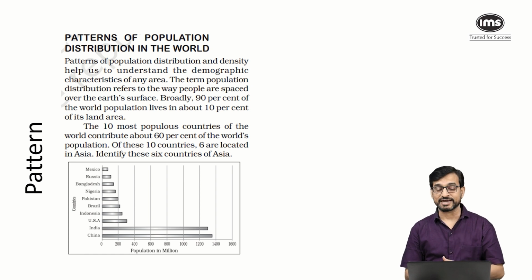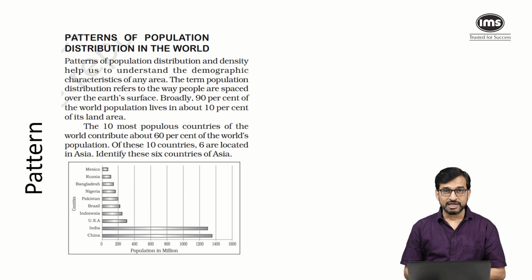The more amazing fact is, out of these 10 countries, 6 are from Asia only. And there is no surprise when China and India, the world's two most populous countries, are in Asia. So when it comes to population distribution, see China, India, US, Indonesia, Nigeria, Bangladesh, Russia and Mexico. These are the top 10 populous countries of the world.